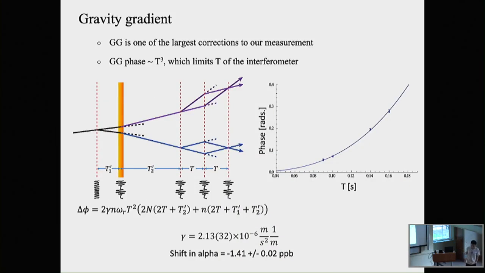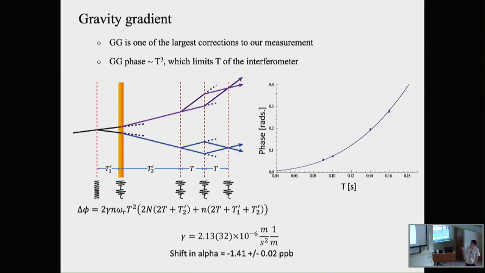Okay. The second systematic effect I want to talk about is gravity gradient. So as I said, we have simultaneous conjugate interferometers. We can cancel the gravity effect, but the two interferometers are still at different heights. So higher order gravity effects still enter into our systematic effects.